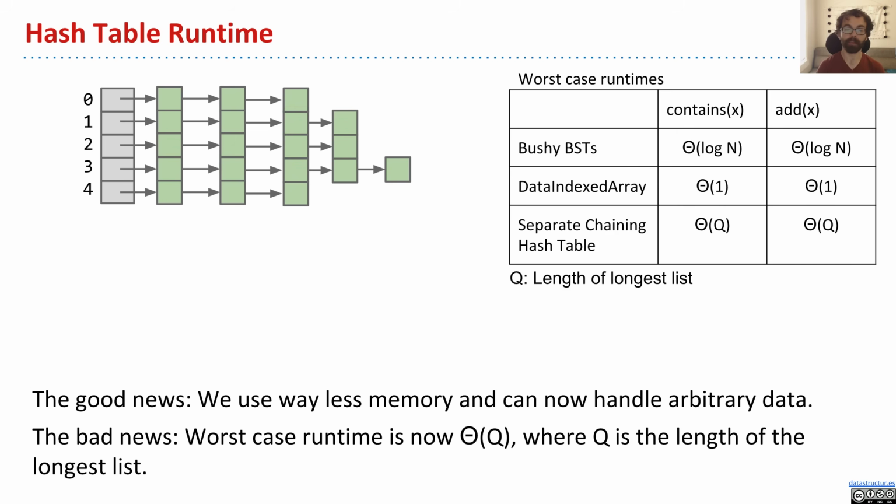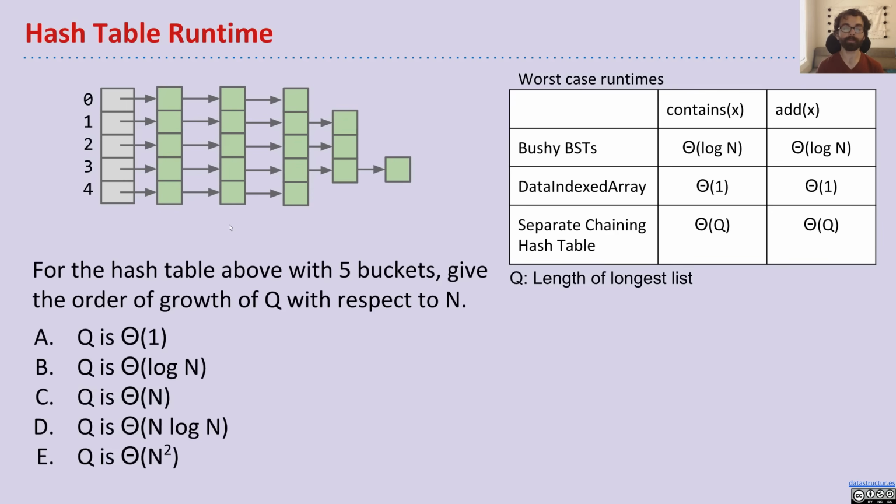That's great. But the bad news is that compared to our data indexed array, where the runtime was just theta 1 because we only had to check a true false value, now it's theta q, where q is the length of the longest list. And now that we've restricted our number of buckets to some number, that means those lists might get long. So a question for you to think about just how much of a problem this is.